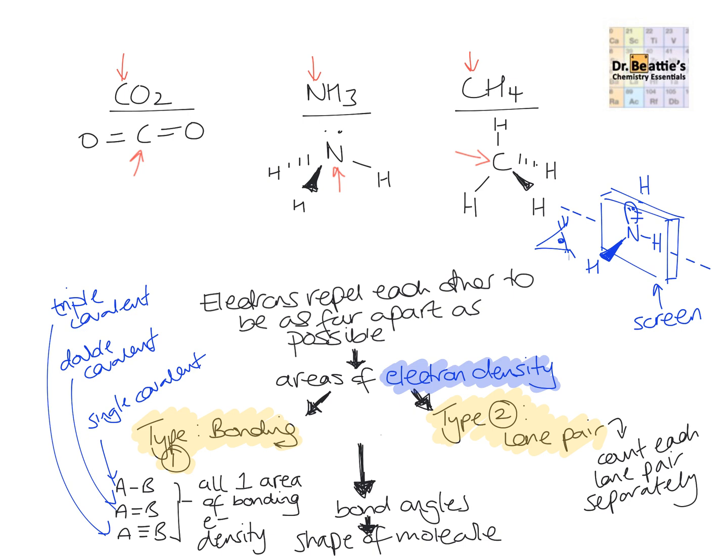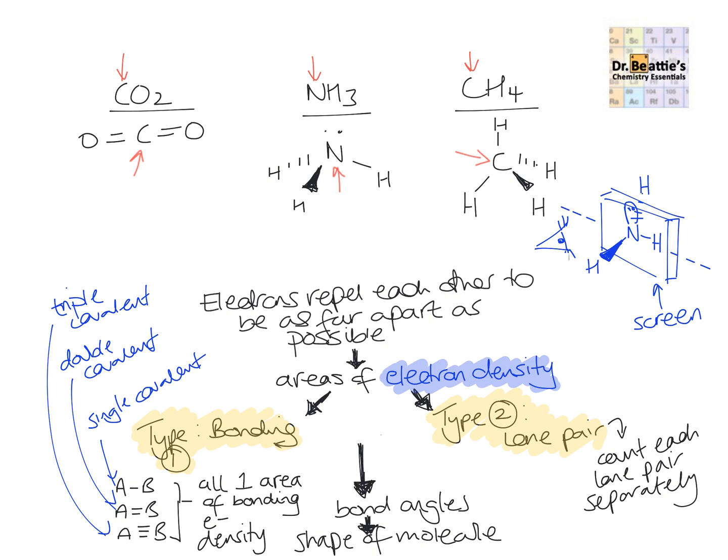The reason we need to identify the areas of electron density is that it's the number of areas of electron density that dictates what bond angle you obtain and therefore what shape of molecule you obtain. Furthermore, the type of electron density, whether it be bonding or lone pair, also has an influence on the bond angle that is achieved and also the shape of molecules. So this is really important.